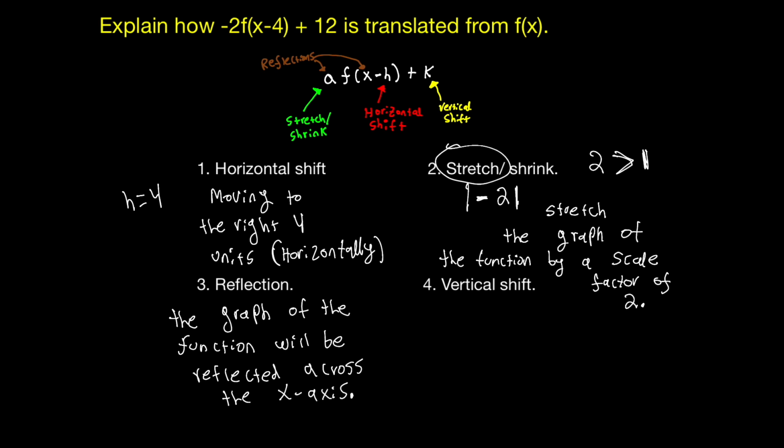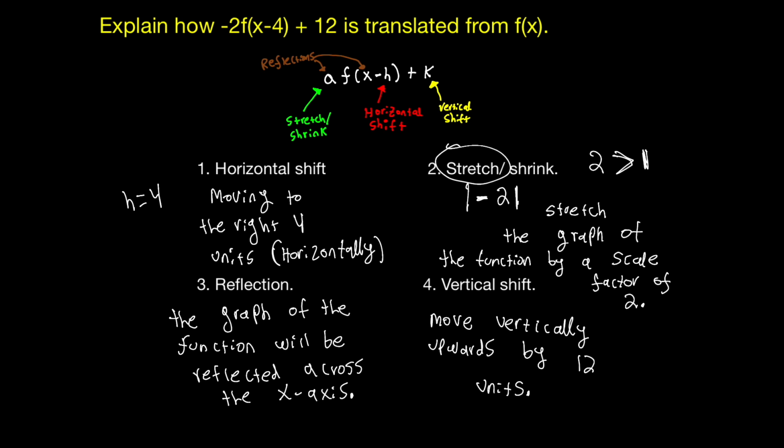And then finally, to explain the vertical shift, I'm going to look at the k value. My k value is positive 12. So I'm going to go up or move vertically upwards by 12 units.